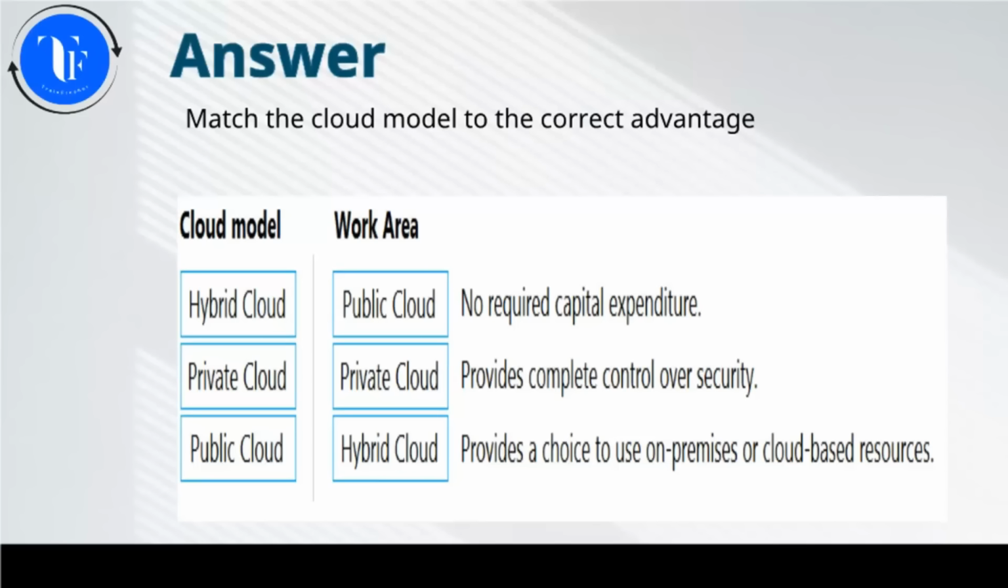Private cloud provides complete control over security. A private cloud exists on premises, so you have complete control over security. Hybrid cloud provides a choice to use on-premise or cloud-based resources. A hybrid cloud is a mix of public cloud resources and on-premises resources. Therefore, you have a choice to use either.